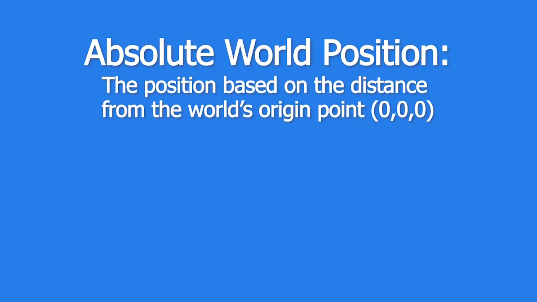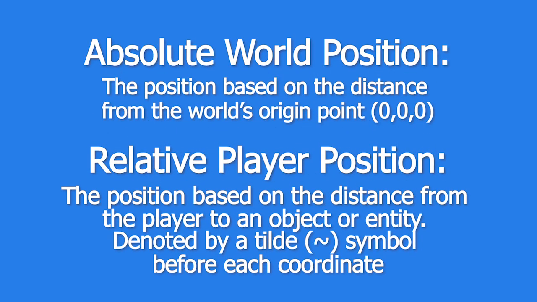A few other important terms to know are the absolute world position, which is the position based on the distance from the world's origin point, so 0, 0, 0. It can be anywhere in the world, including deep underground, and you can see this by usually pressing F1. And also the relative player position, which is a position based on the distance from a player to an object or entity. It is usually denoted by a little tilde symbol before each of the 3 coordinates.